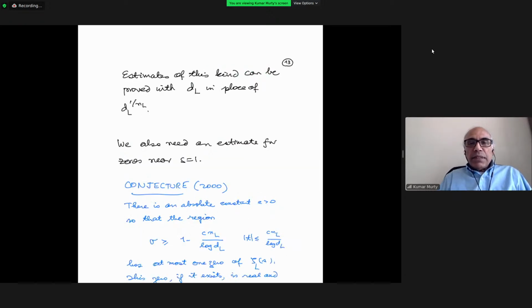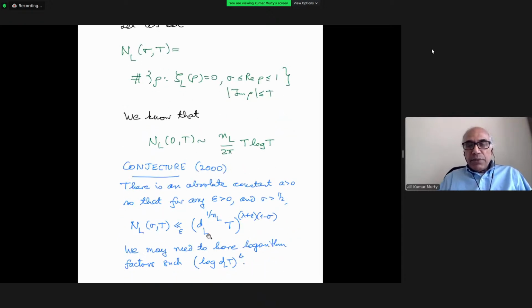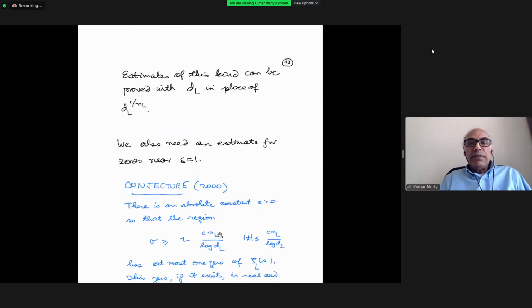So estimates of this kind, as I said, are known. It is this kind of estimate that I'm conjecturing here. If I replace the root discriminant with the discriminant, these things are known. So what I'm asking really is about being able to use the root discriminant.